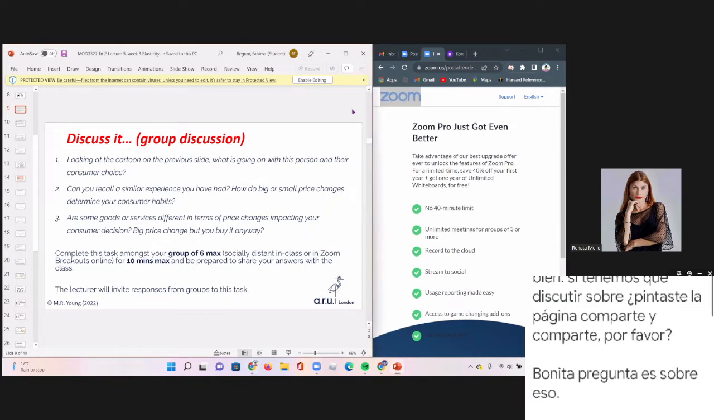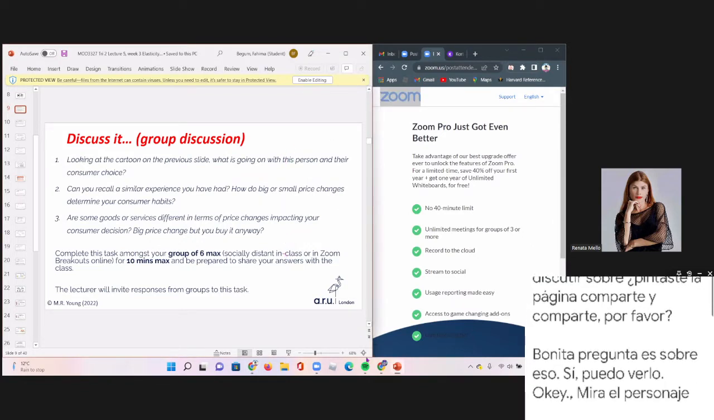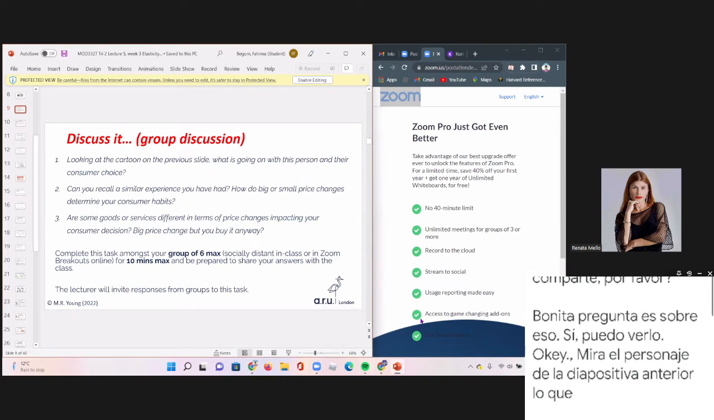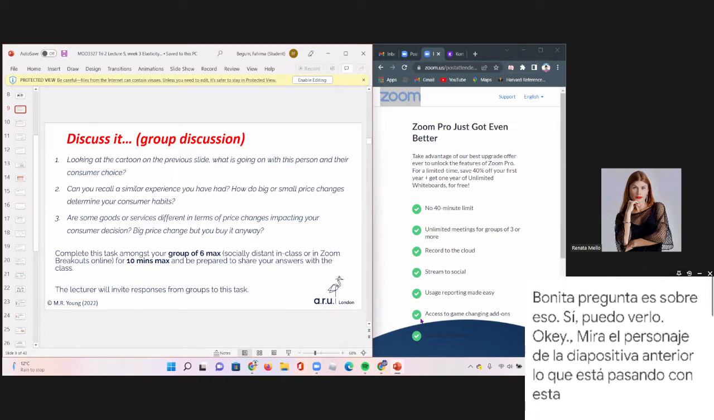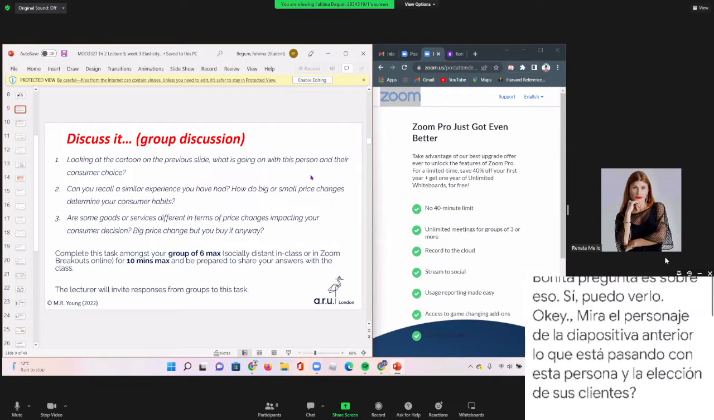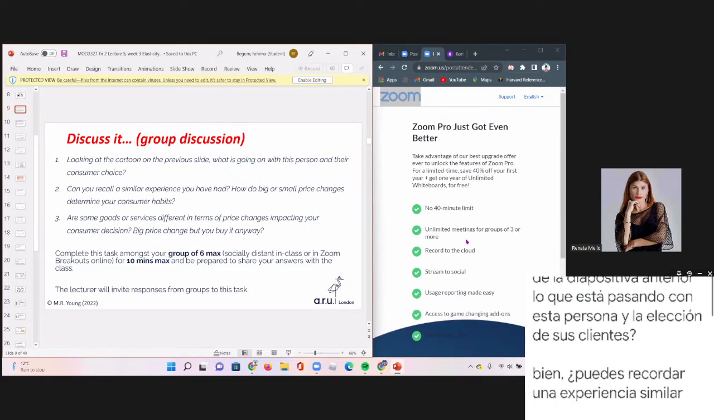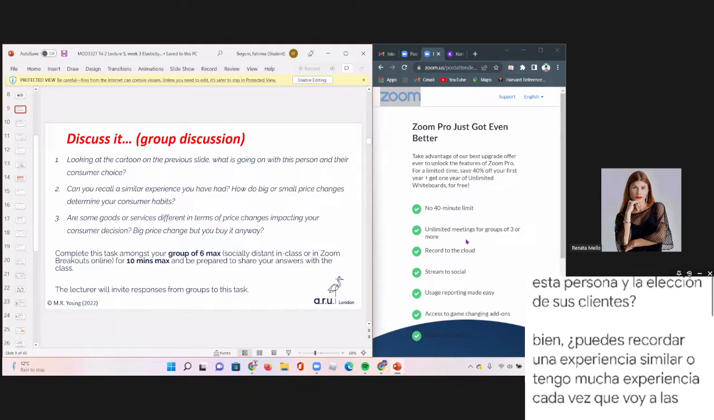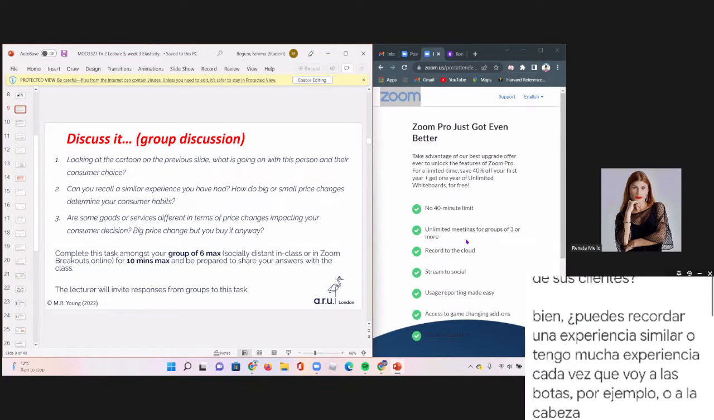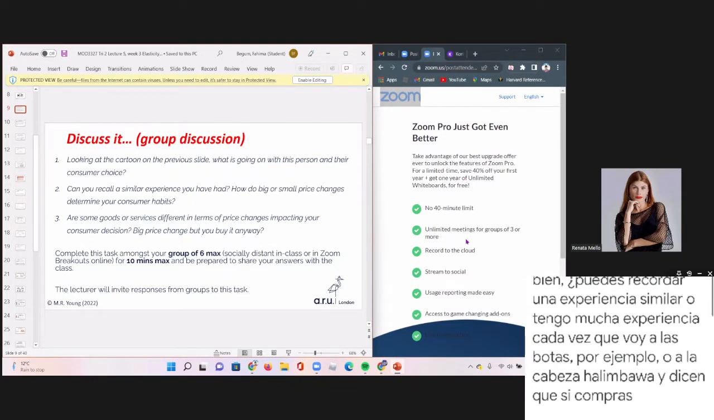Okay, look at the cartoon on the previous slide. What is going on with this person and their customer's choice? Can you recall a similar experience? Oh, I have many experiences. Every time I go to Boots, for example, or Holland & Barrett, and they say if you buy one, you get one for free, I always do that.